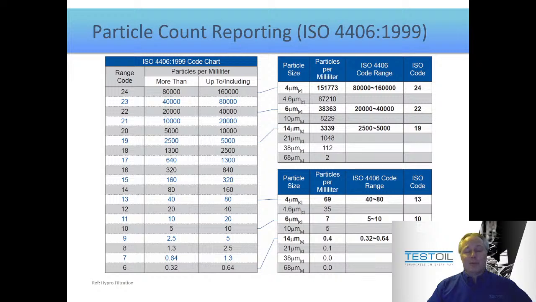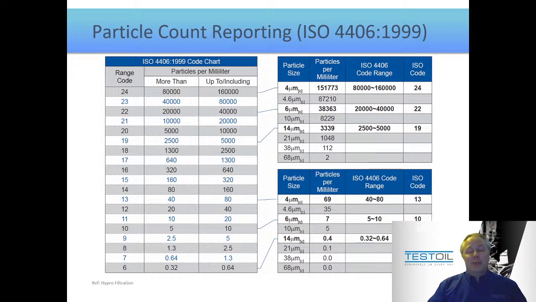If you go up a row to ISO code 11, you will see that the particle count now changes to a particle count between 10 and 20 particles. And if you go up another one, you see an ISO code of 12 represents 20 to 40 particles. Most people are pretty quick to notice the pattern is the numbers are doubling. What not everyone also realizes, though, is that the range is also doubling.